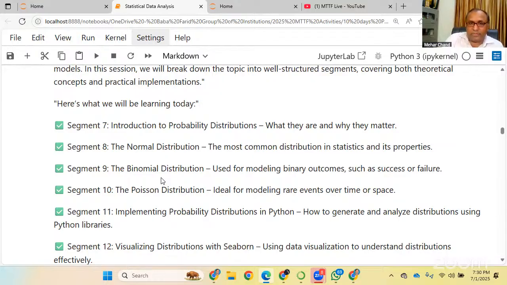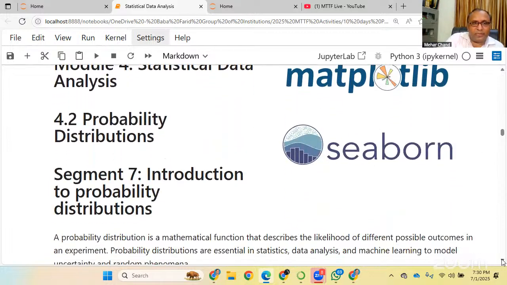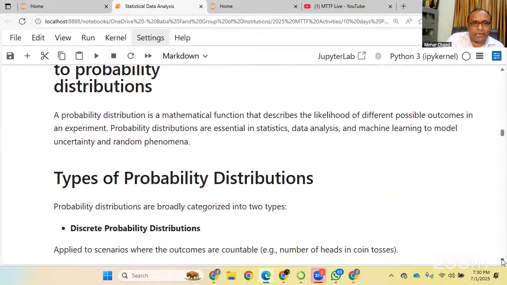When we are talking about any distribution, why and where we can apply one particular distribution, what its importance is, and what its applications are, all these things are very, very important. Here you can see, very first we have the introduction and their types.